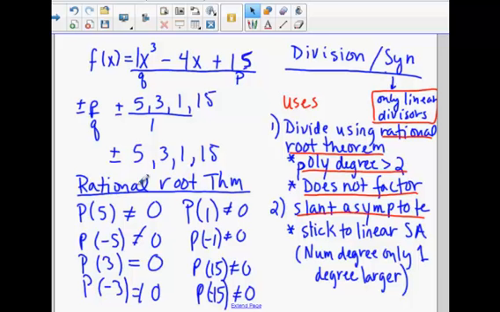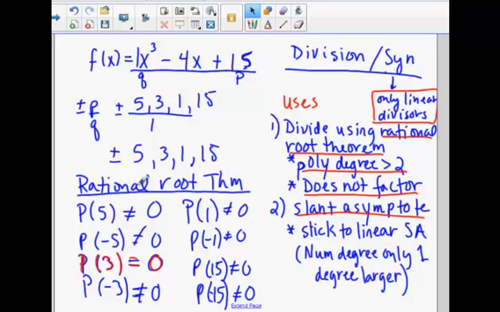Okay, so I went ahead and wrote out the different factors, and I would have plugged all of these in. I'm pretty sure it was 3. I did this a while ago, but I'm pretty sure that 3 was the only one that worked. So you're going to use synthetic division to see if you get a 0 remainder. The rest of these, when I plugged them into my function, x cubed minus 4x plus 15, came out as non-zero. So P of 3 should be the only one that works. And again, I can't remember, so this is good.